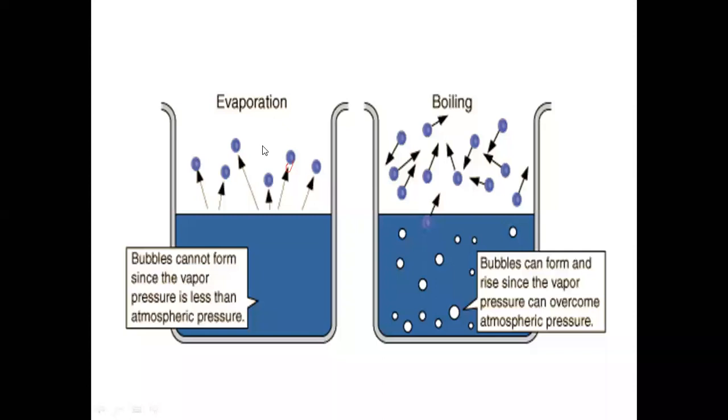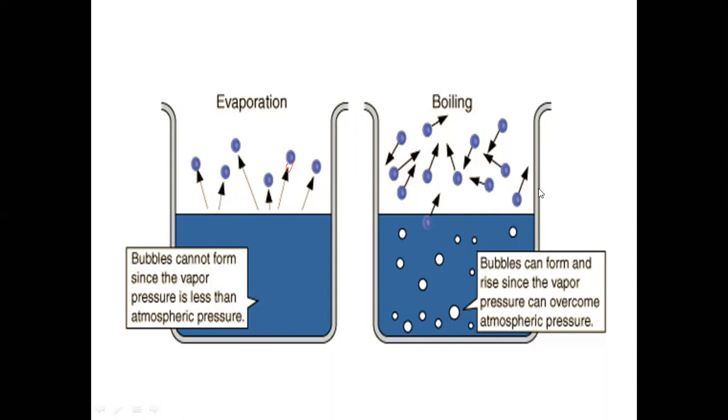Here we have a beaker showing evaporation. It shows that there are no bubbles in the liquid when evaporation is taking place, because really we only have high kinetic energy particles that are leaving from the surface of the liquid. On the other hand, boiling is a process that occurs at a fixed temperature depending on the overall atmospheric pressure.